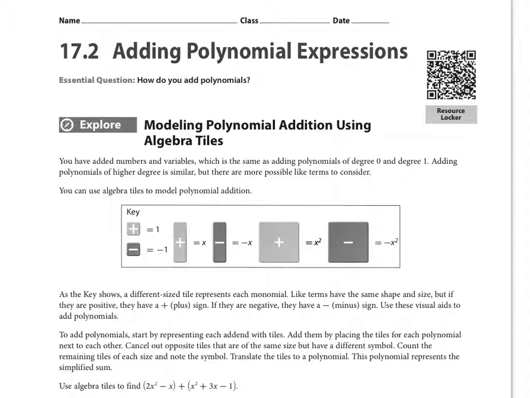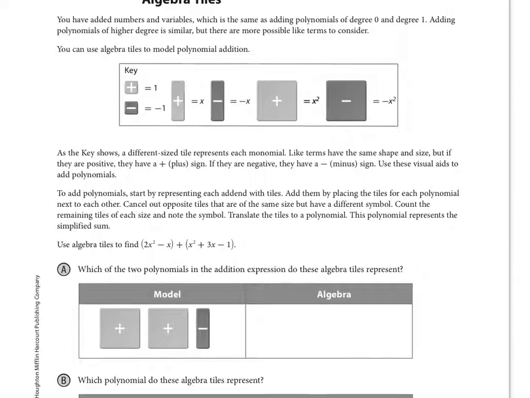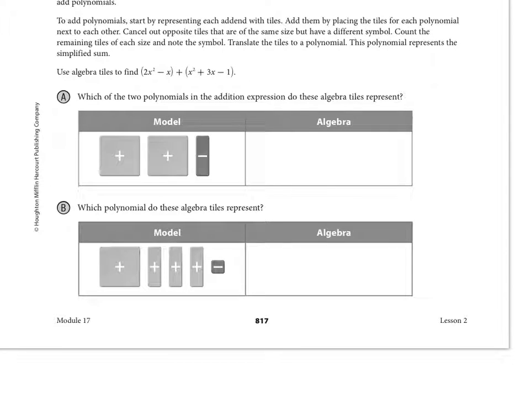You may have seen this before, possibly not, but the small boxes here represent constants. The skinny boxes represent just x terms, one being positive, one being negative. And then the big boxes represent x squared, like a square, positive, negative. So we have an example problem here, 2x squared minus x plus x squared plus 3x minus 1.